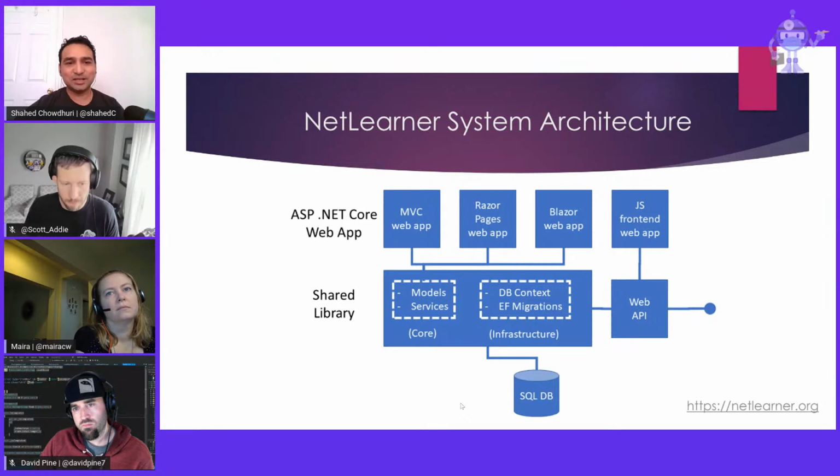So one thing I noticed is when I built everything from scratch, I did some learning as I went. And again, everything's open source, so you can see how I built NetLearner over time. By the time I built the MVC version, then the Razor Pages version, and then the Blazor version, it was easier to update the Blazor version each time.